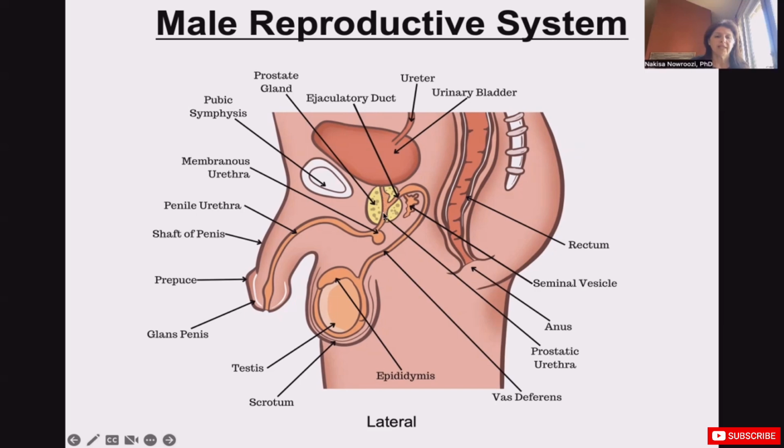You have prostatic urethra, membranous urethra at the pubic symphysis layer. This layer is called membranous urethra, and penile urethra. And then urine and semen exits through this orifice. For the penis, you have the shaft of penis and glans penis, which is covered with prepuce. Seminal vesicle. Here you have rectum and anus.